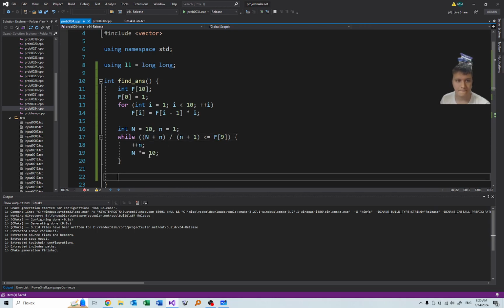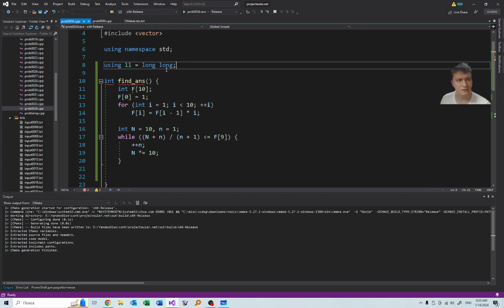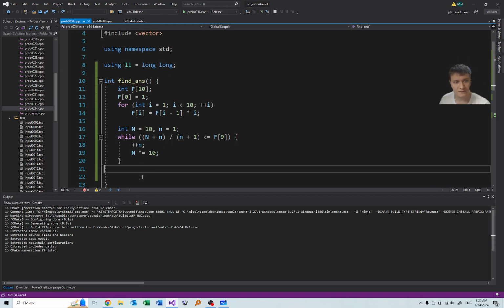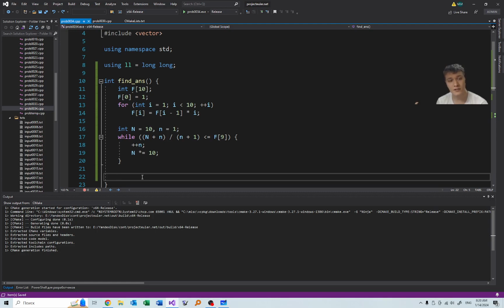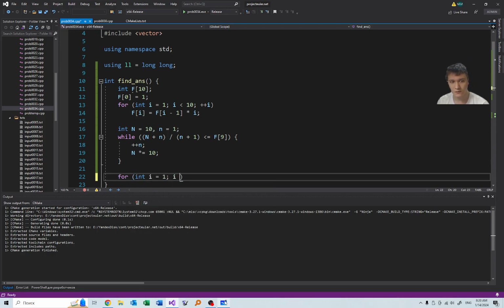Let's write it as a function. So int... no, I don't want to write it as a function. Not interested. Great. Now we have the power of 10. Now we can iterate over all numbers which are at most, which are less than n.